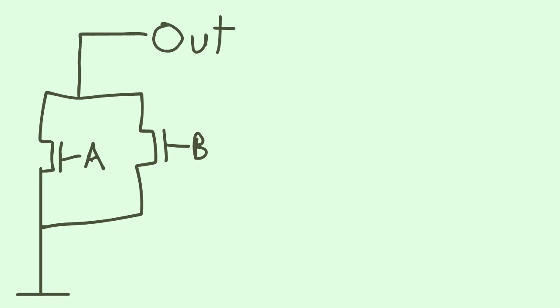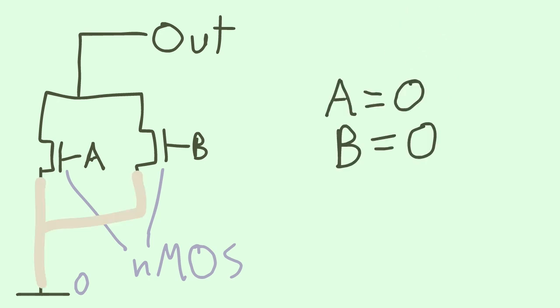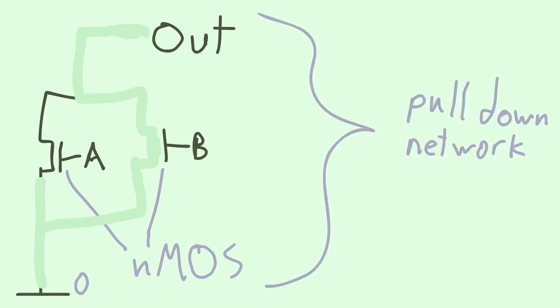Let's look at another circuit. There's two nMOS transistors, and we have ground, or logic 0, because nMOS works better with ground. Remember that nMOS likes 1s. So if both A and B are 0, then nothing makes it to the output. But if at least one of them is a 1, then 0 makes it to the output. This is called a pull-down network.